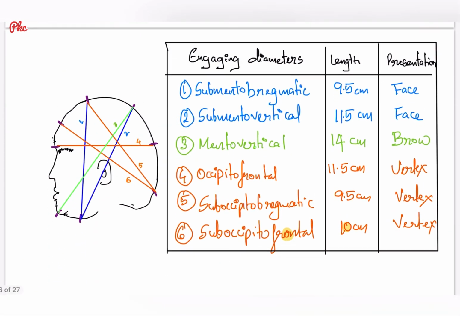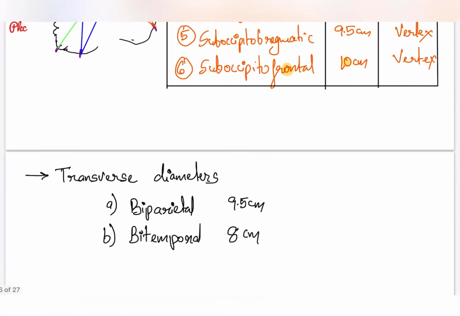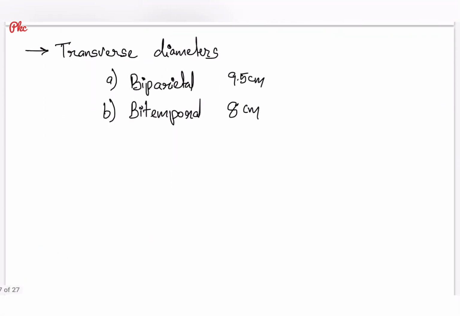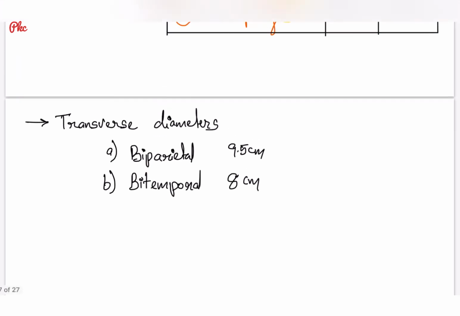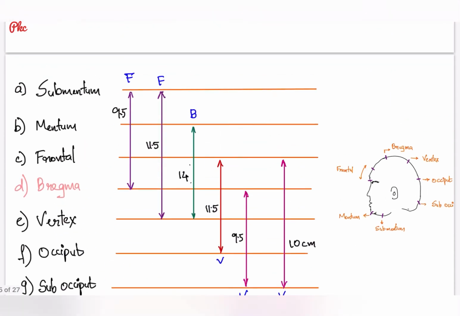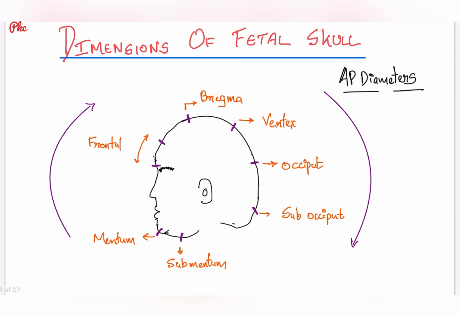So that's it about the anterior posterior diameters. Next we'll go to the transverse diameters, which have nothing much to learn. They are the biparietal diameter, 9.5 centimeters, and the bitemporal diameter, 8 centimeters. So that's it about the dimensions of the fetal skull.